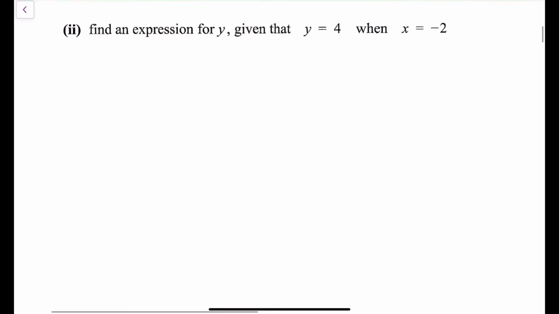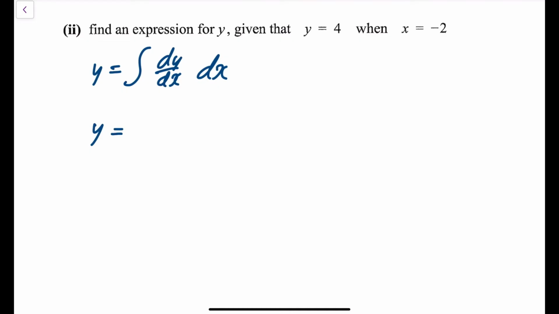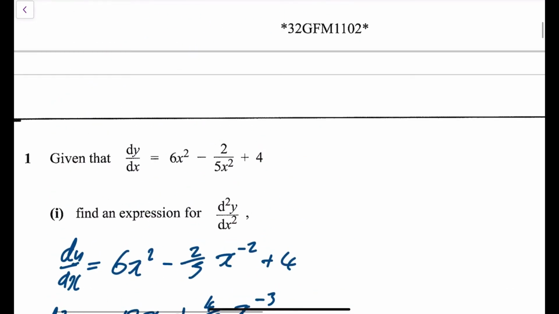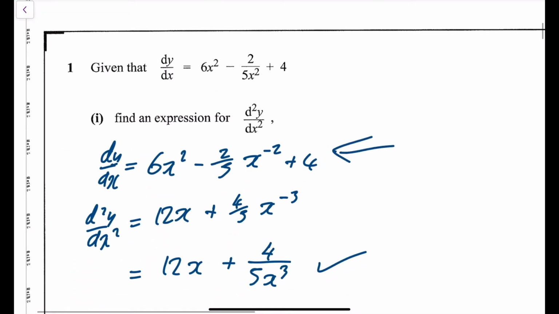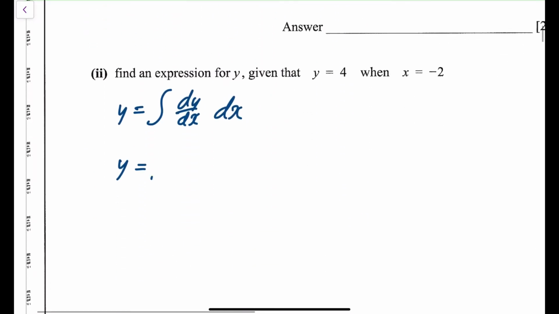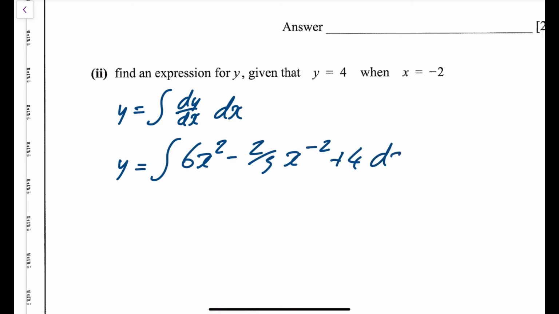Next one says find an expression for y, given that y is equal to 4 when x is equal to minus 2. To get back to your y, if you have your dy by dx, you integrate your dy by dx with respect to x. Your dy by dx was 6x squared minus 2 over 5 x to the minus 2 plus 4. So we're going to be integrating that.